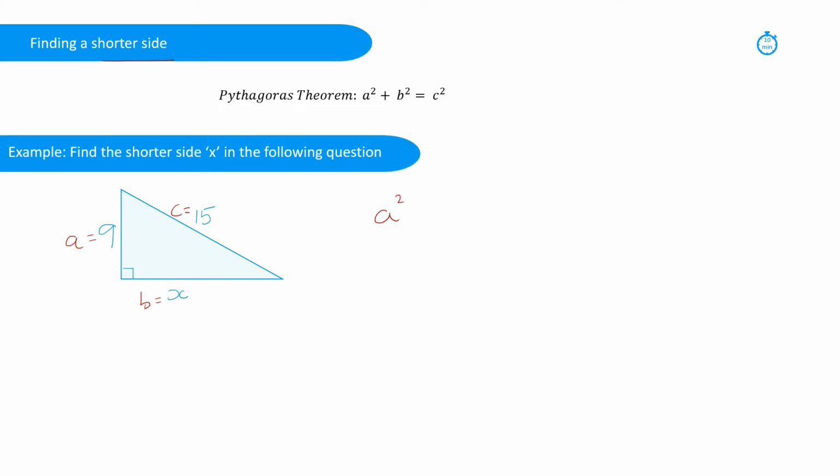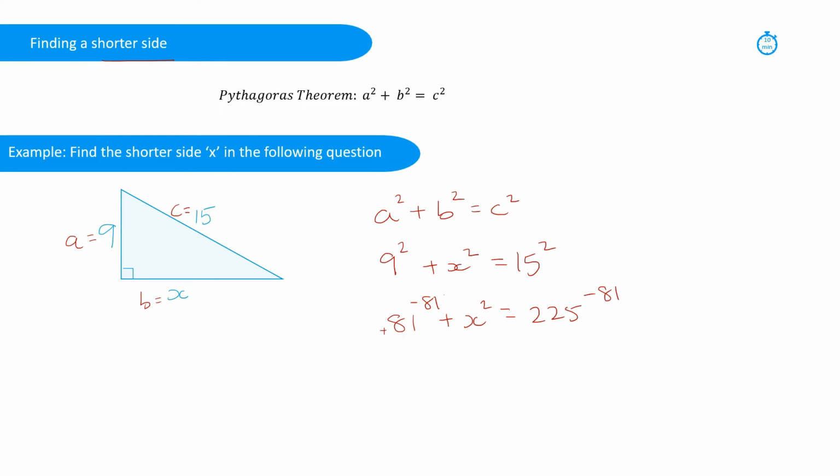And subbing this information into our Pythagoras theorem, a is 9 squared plus b is x squared equals c is 15 squared. And now we just want to solve for x. So 9 squared is going to be 81 plus x squared equals 15 squared, which is 225. Now we've got 81, positive 81. Remember, if there's no sign in front of the number, it means it's a positive number. So let's get rid of this 81 by minusing 81 from both sides.